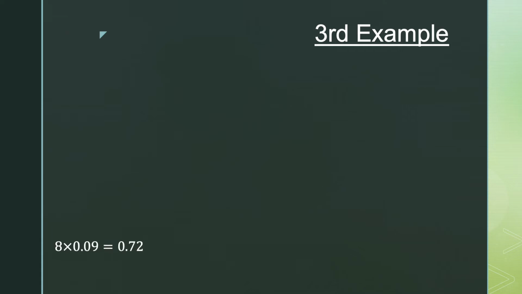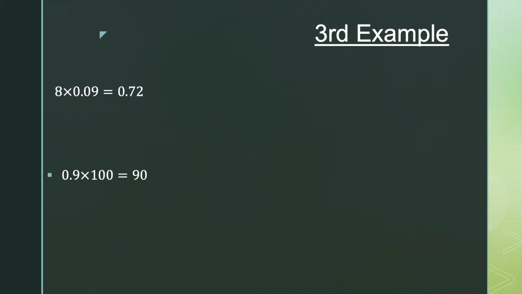Right, guys, so 8 times 0.09. 8 times 9 is 72. 8 times 0.09 will give me 0.72 because my answer is 100 times smaller. Because 9 to 0.9, I've divided by 10, and then 0.9 to 0.09, I've divided by 10 again. So I'm dividing by 100. So 72 divided by 100 gives me 0.72.